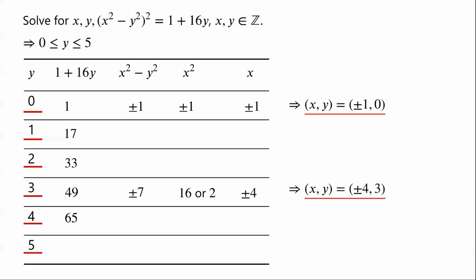When y equals 5, 1 plus 16y equals 81. Then x squared minus y squared all squared equals 81. So x squared minus y squared equals plus or minus 9. That is, x squared equals 34 or 16. But 34 is not a square number. So x squared equals 16. Then x equals plus or minus 4. So (x, y) equal (plus or minus 4, 5). It is easy to verify that they all are solutions of the given equation.